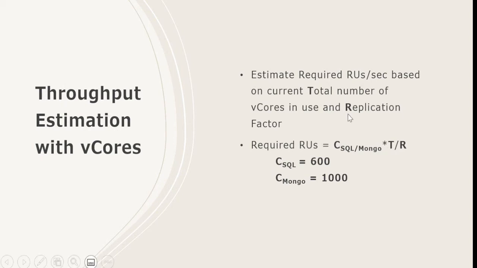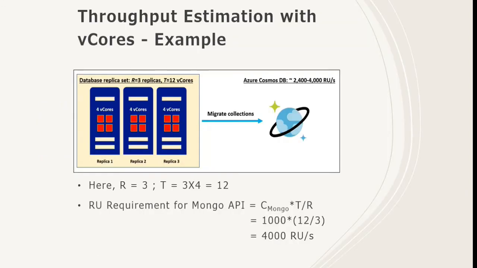C into T divided by R. What is T? T is basically the total number of vCores that are in use currently, and R is the replication factor. So we just need to know two variables, and we'll be good to estimate the throughput requirement in Cosmos DB. So let's consider an example here.